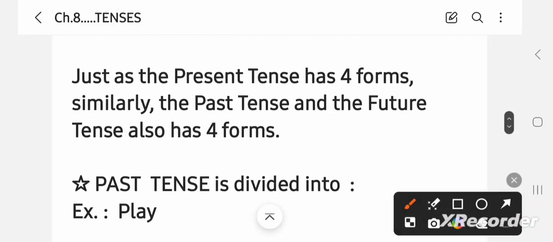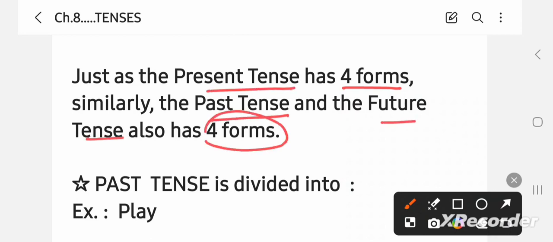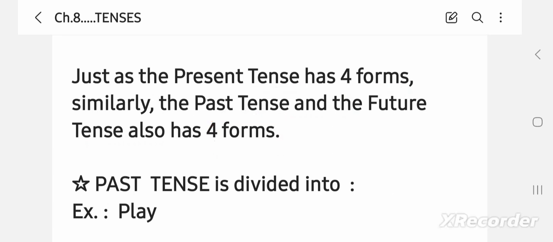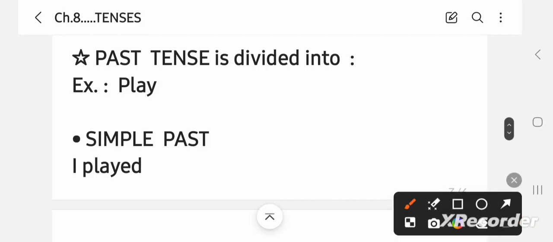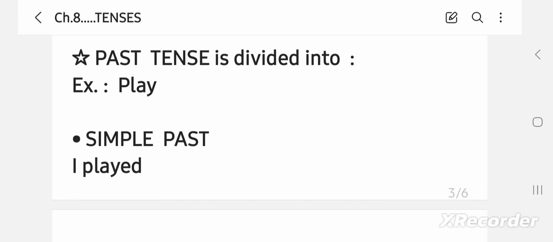Just as present tense has 4 forms, similarly past tense and future tense also have 4 forms. Again we'll see the 4 forms of the past tense, just as we saw previously of the present tense. Again we are taking the same example of the verb play. Play will become played in the simple past tense. Simple past tense, I played.